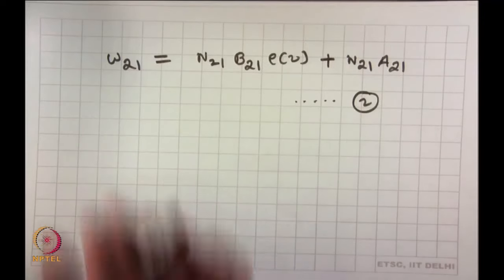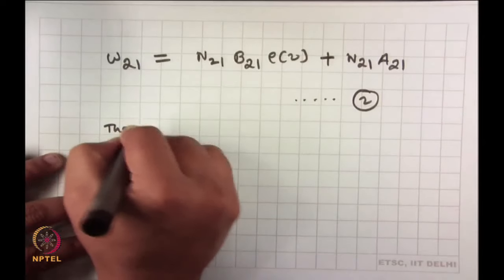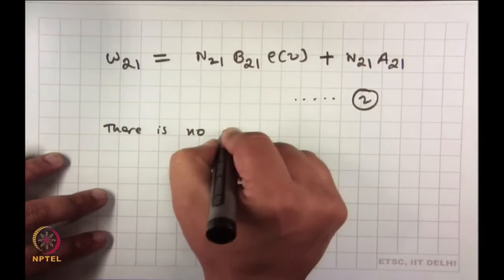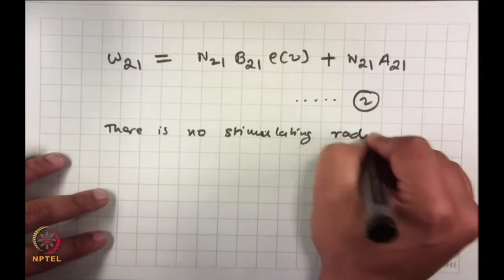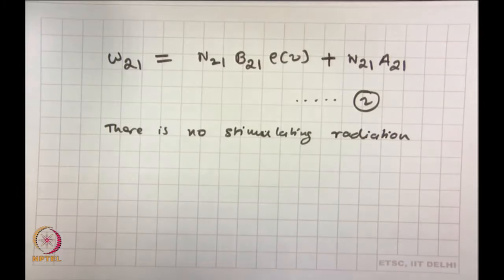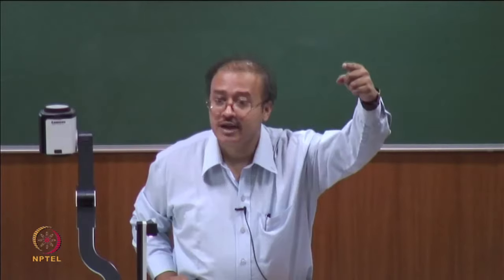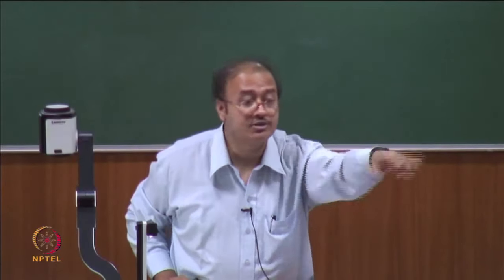So, suppose this happens. Suppose I say that there is no stimulating radiation. That means it has absorbed, but for it to come back it does not get any stimulating radiation. That means from 2 to 1 your rho nu is essentially 0. Okay. If that is the case, remember you have to have radiation for absorption to occur, otherwise it will not go up. But what I am saying now is once it goes up, everything comes down by spontaneous emission, there is no stimulated emission.